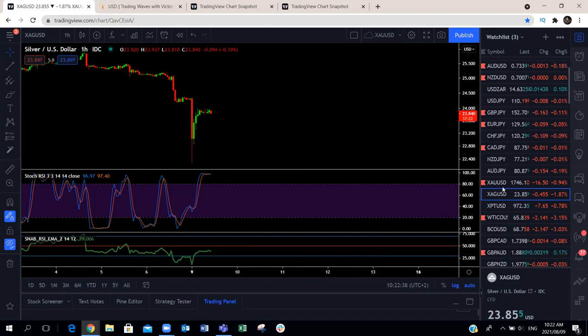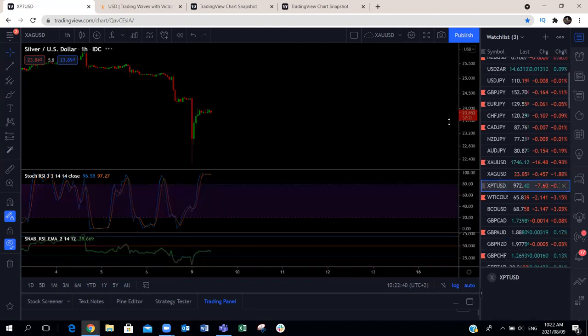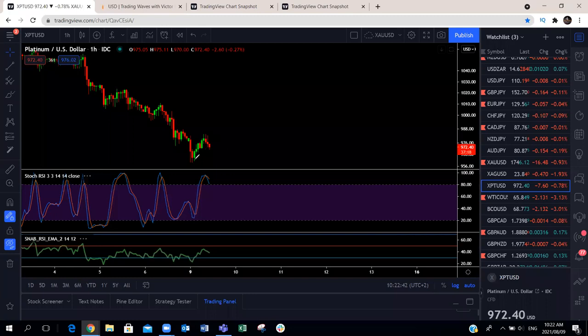Platinum, hardly a bounce on the platinum in the lower degree. We've just seen a continuation pattern to the downside. So platinum should continue to the downside. You can see here, we are still bearish and it is still looking more downside.